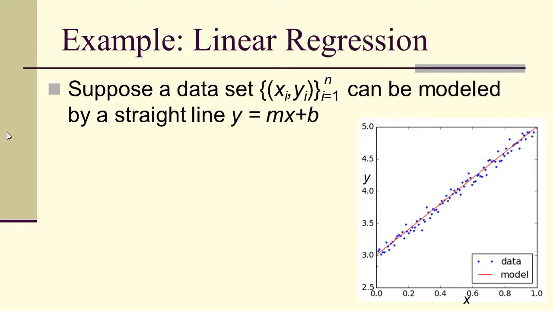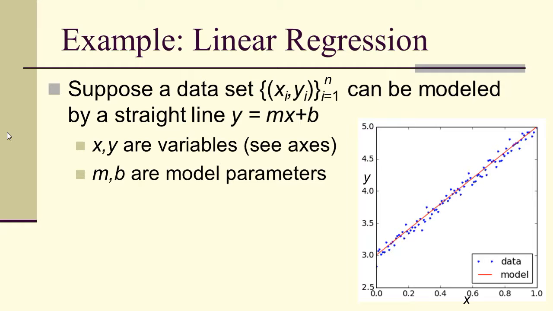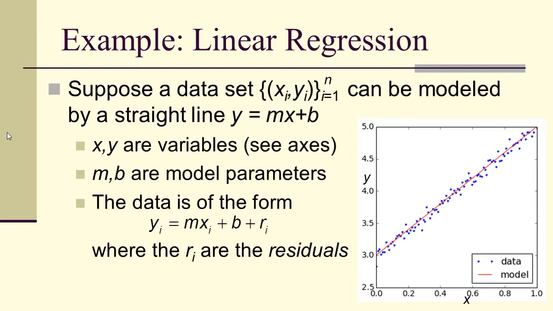So for example, if you're doing linear regression, if you've got a data set that can be modeled by a straight line, then x and y here are variables, and m and b are model parameters, and our model is y sub i, the data point, is equal to m, the parameter, times x sub i, the data point, plus b, plus r sub i, and the r sub i are the residuals causing it to not be exactly on the line whose equation is given by y equals mx plus b. So y sub i is m x_i plus b plus r sub i, where r sub i is the residual.